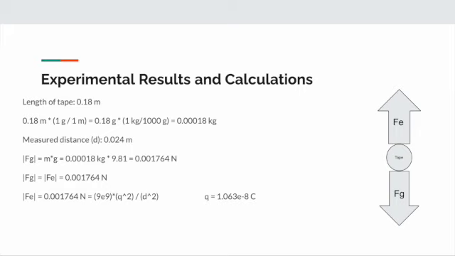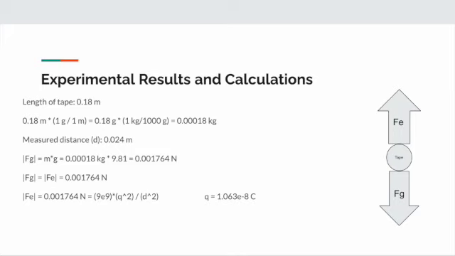For the experiment, we found that the length of the tape was 0.18 meters, given that 1 meter of clear tape corresponds to 1 gram. Then we found that the mass of our tape was 0.00018 kilograms. We also measured the distance between tape A and tape B to be 0.024 meters. Given that the magnitude of the force of gravity is equal to mg, we multiplied the m that we calculated above by the gravitational constant to get 0.001764 newtons.